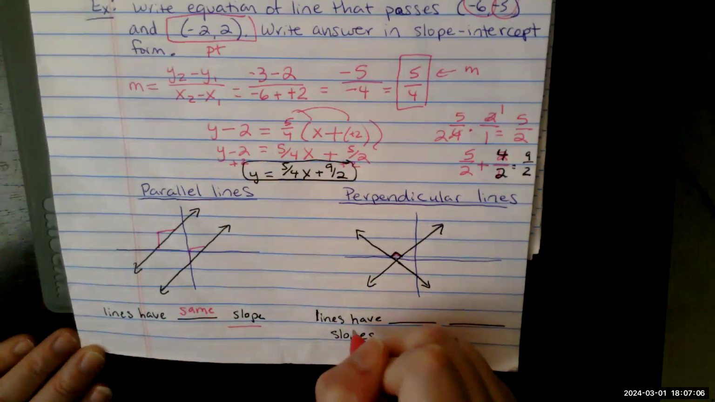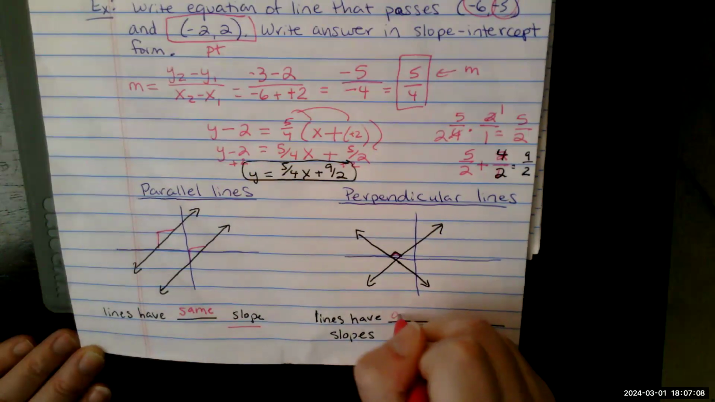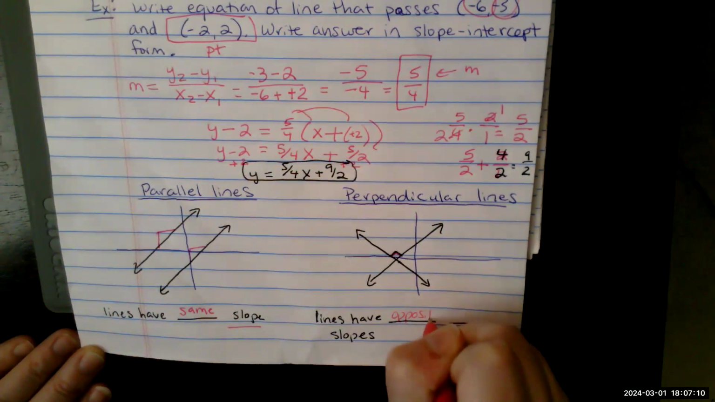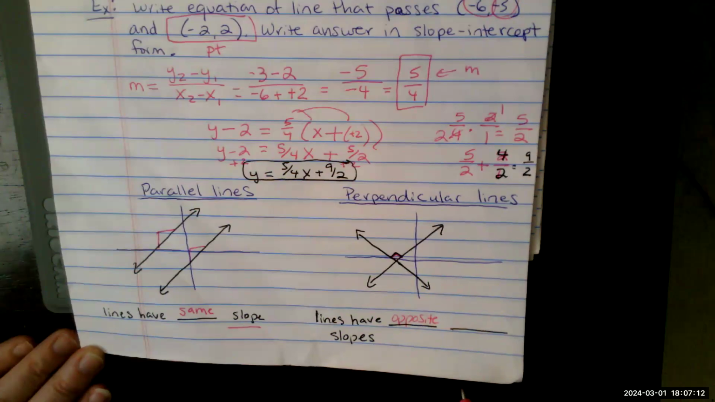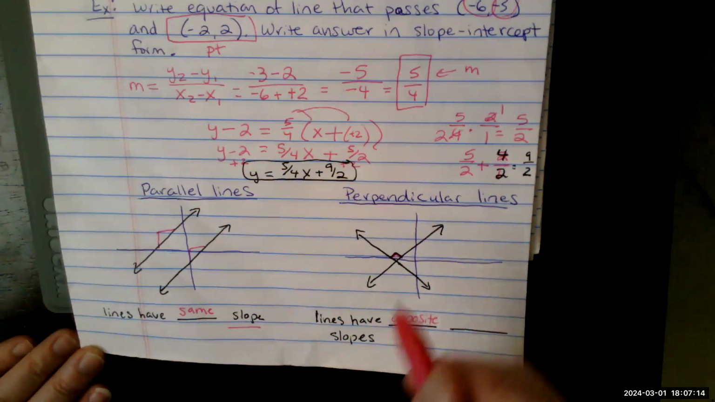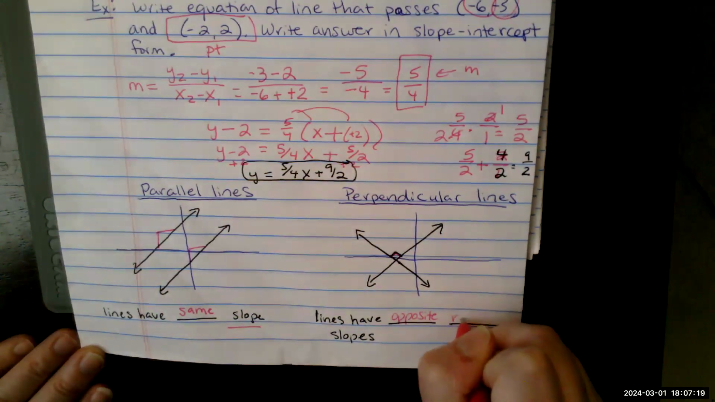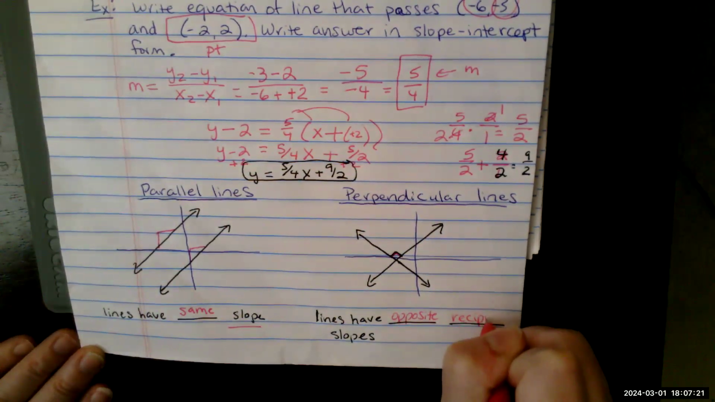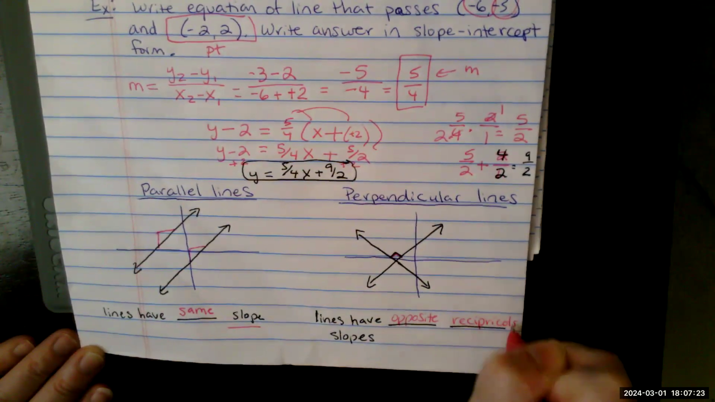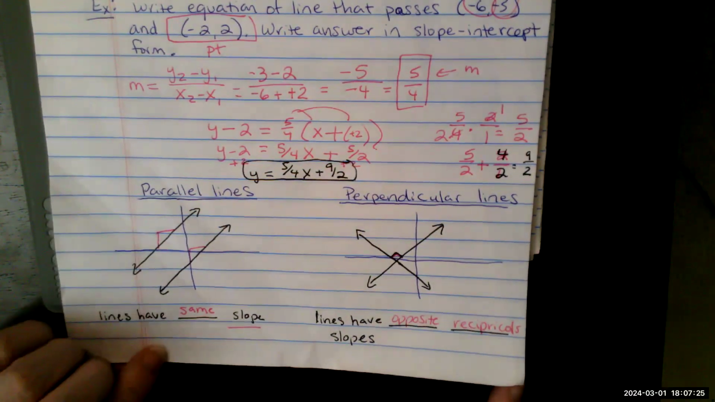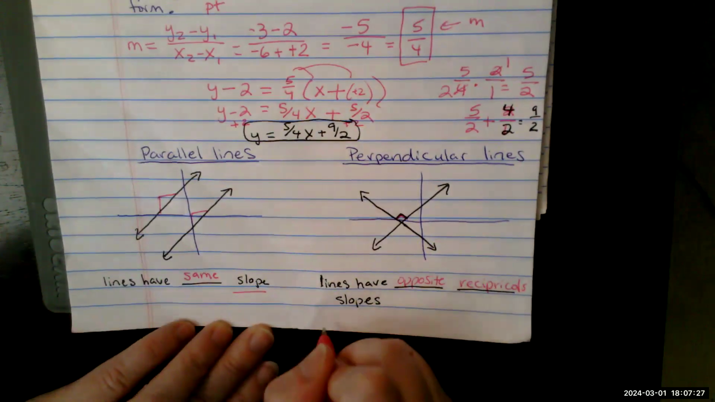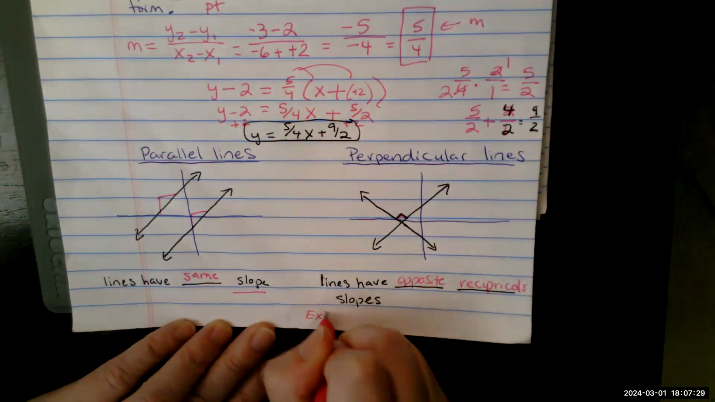And the thing that they need to have is opposite, which means if one slope is positive, the other has to be negative, and that should make sense, right? This one's going up, that one's going down, but they also need to be reciprocals. So let's make sure we know what that means. Opposite reciprocal.